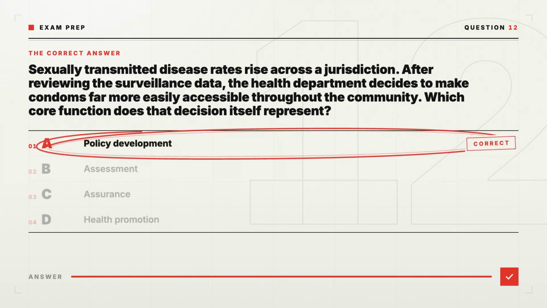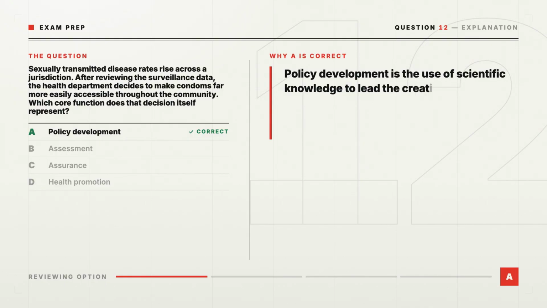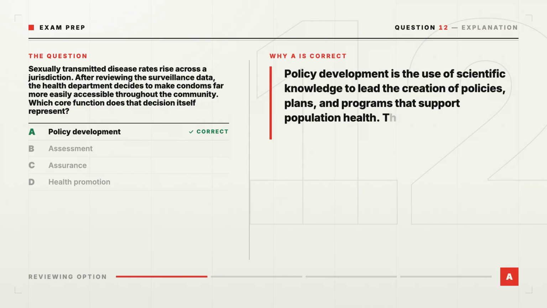The correct answer is A. Policy development. A is correct because policy development is the use of scientific knowledge to lead the creation of policies, plans, and programs that support population health. The department has moved from knowing to deciding, which is exactly what this function names. Rising disease rates met with the decision to expand condom access is the signature example of the function.